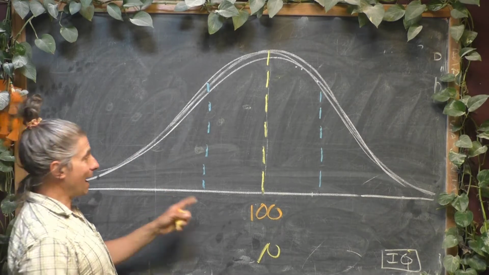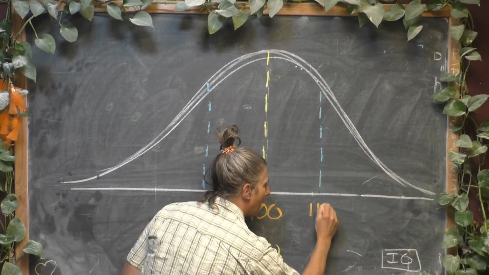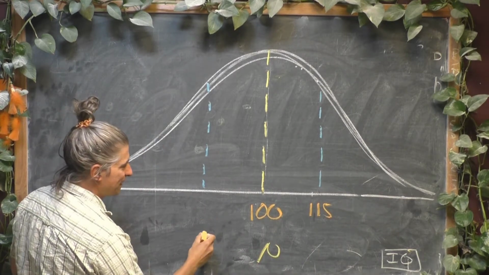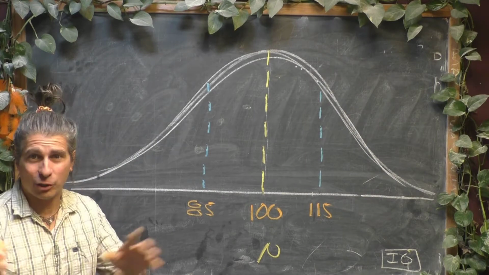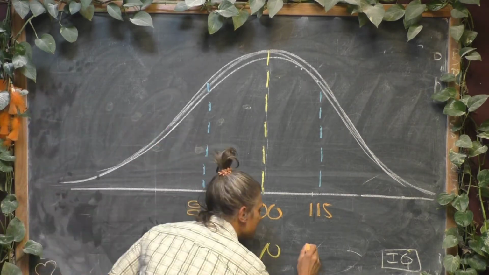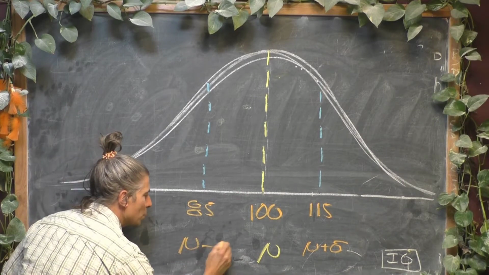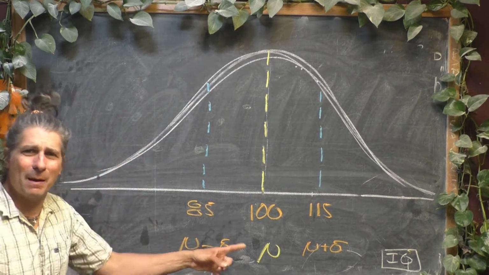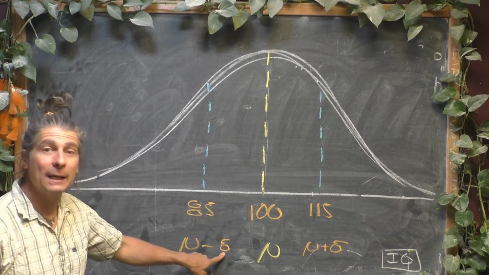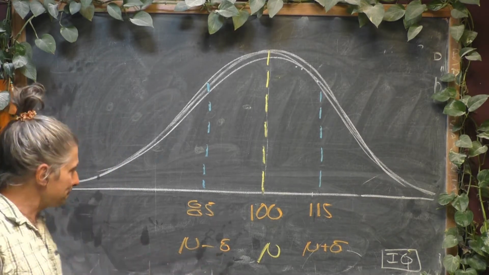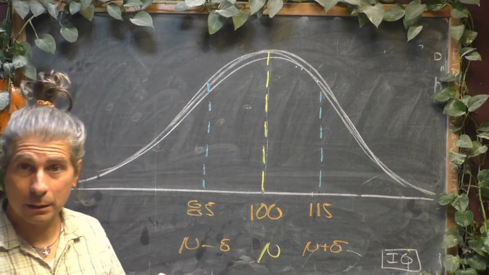Okay? So now that is going to be 15 up is 115, 15 down is 85. Symbolically, and I'm not sure how important the symbolism is, this is going to be mu plus sigma, and this is going to be mu minus sigma. You might remember that from a few weeks ago with standard deviation, because that's what that is, the population standard deviation, little sigma.